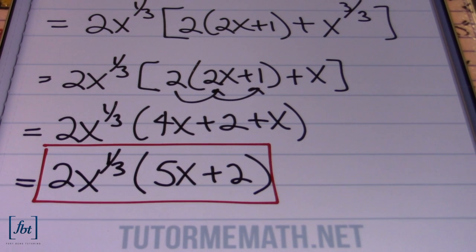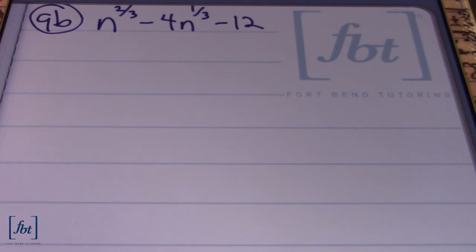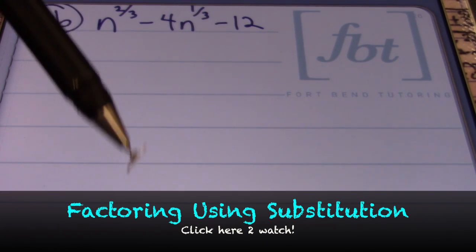Red boxing it. Wonderful. Next up, we have n to the 2/3 minus 4n to the 1/3 minus 12. The form that this problem is in, it's a trinomial. It's quadratic in nature, because the exponent on our first term is twice as much as the exponent in the second term on our variable n. You could actually use substitution on this if you wanted to. And if you want to refresh over factoring using substitution, check out this video.